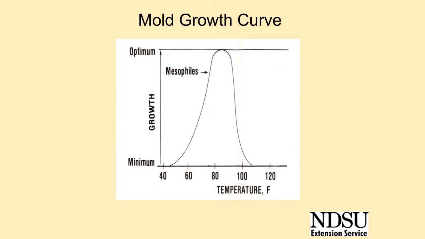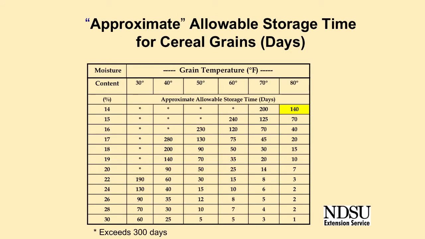The optimum temperature for mold growth and insect activity is about 80 degrees. Just cooling the grain to 60 degrees greatly reduces the potential for insect infestations and grain spoilage. The allowable storage time, or AST, of commercial grain is affected by both the grain temperature and moisture content. The value in the table is based on the grain temperature being at that value, so the grain must be aerated with air at the desired temperature at least periodically to ensure that it remains at the temperature.